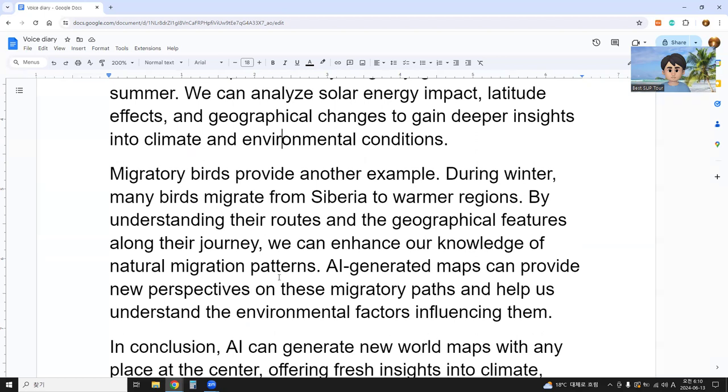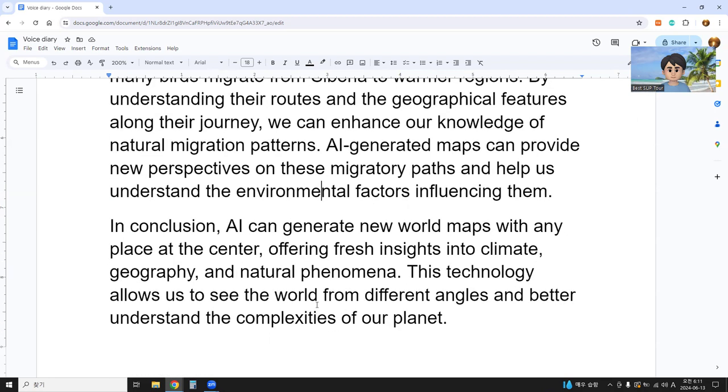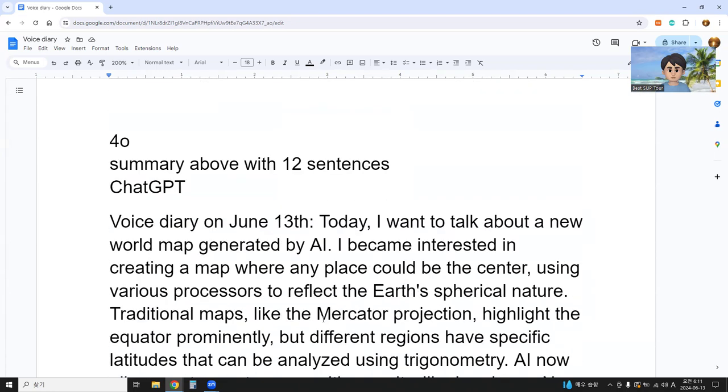During winter, many birds migrate from Siberia to warmer regions. By understanding their route and the geographical features along their journey, we can enhance our knowledge of natural migration patterns. AI-generated maps can provide new perspectives on these migratory paths and help us understand the environmental factors influencing them. In conclusion, AI can generate new world maps with any place at the center, offering fresh insight into climate, geography, and natural phenomena. This technology allows us to see the world from different angles and better understand the complexities of our planet. Summary of the 12 sentences.